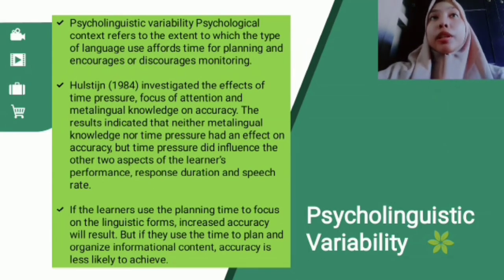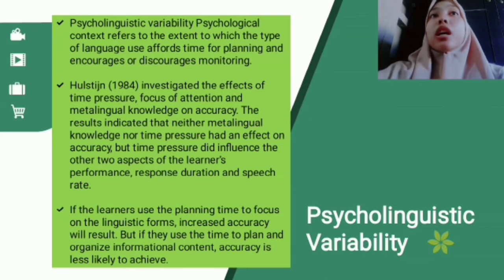Physical linguistic variability. Physical context refers to the extent to which the type of language used allows time for planning and encourages or discourages monitoring. According to Hulstijn in 1984, who investigated the effects of time pressure, focus of attention, and metalinguistic knowledge on accuracy, the results indicate that neither metalinguistic knowledge nor time pressure influence the other two aspects of learner performance, response duration and speech rate.